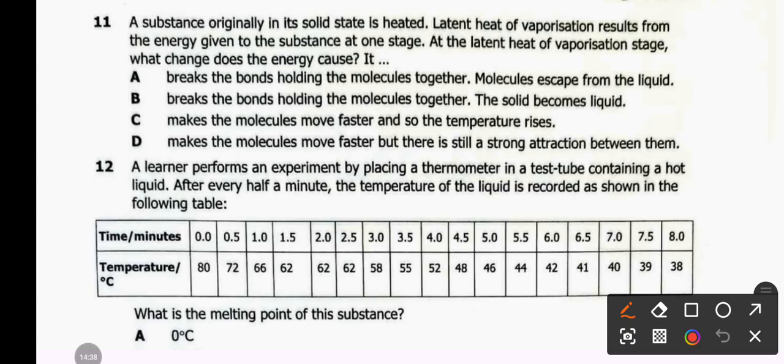And once the bonds have been broken, molecules escape from the liquid. So they escape from the liquid to become gaseous. So option A is correct.